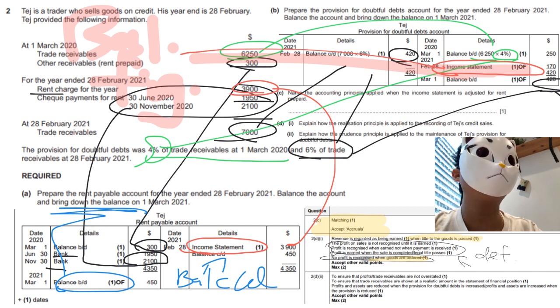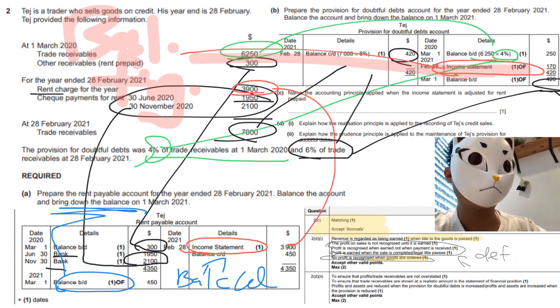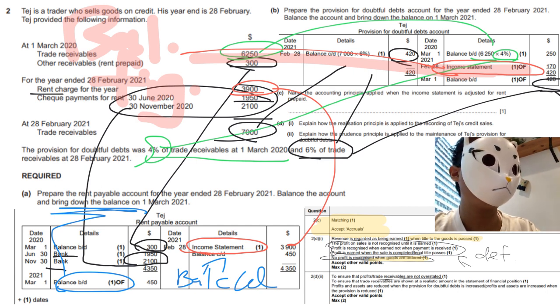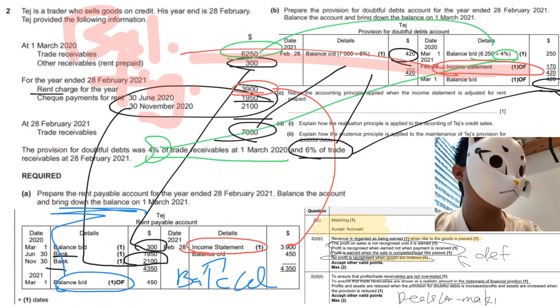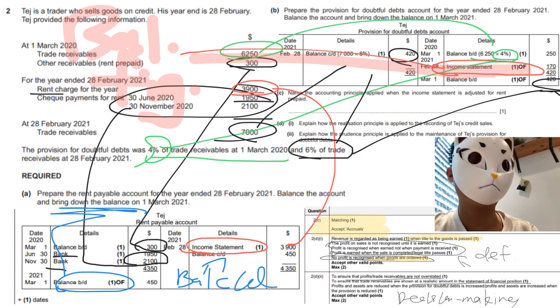For part D2, we have to explain how the prudence concept is applied in the provision for doubtful debts. Again, these are textbook questions. Say for example, profit should not be overstated, and it should be shown in a realistic amount, to facilitate the decision making of different stakeholders. So this is all for this part, and then we'll jump to the last part of this question.